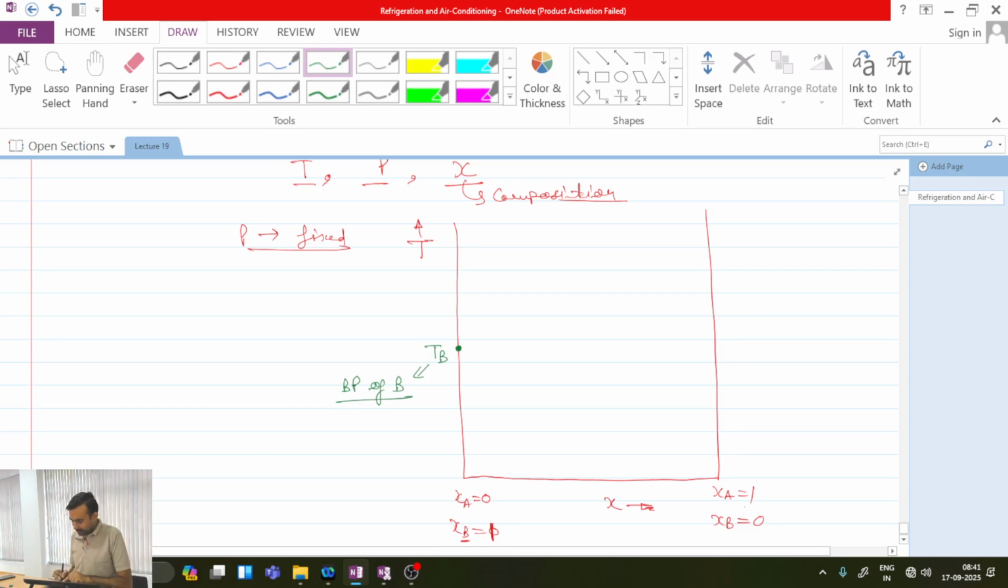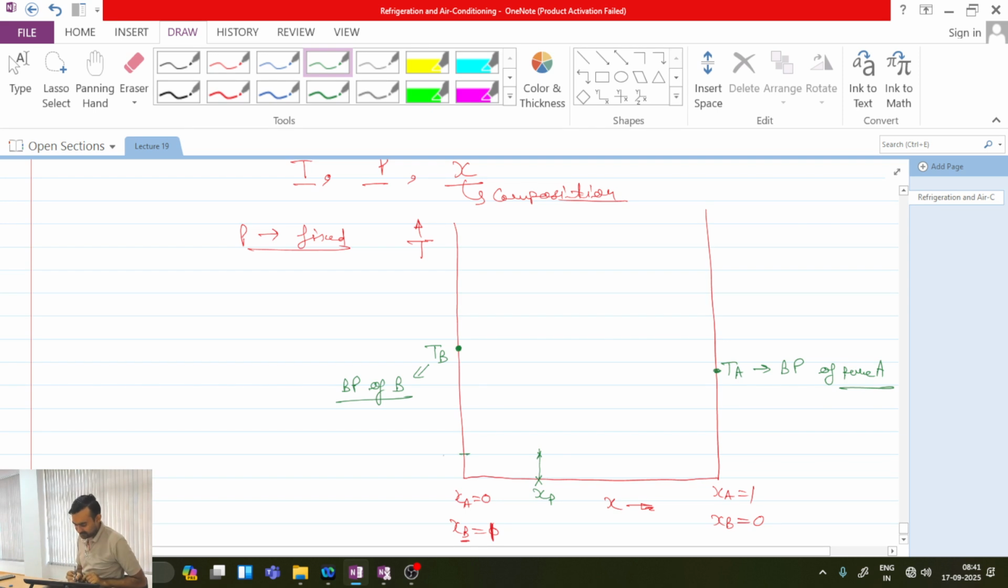At this point what do we have? We have pure A. So whatever boiling point I get here, let me define as TA, which is nothing but the boiling point of pure substance A. Now say I have taken an arbitrary composition over here, say XP. What will happen at XP? Say I was at this particular point. I have a mixture of A and B with composition XP.